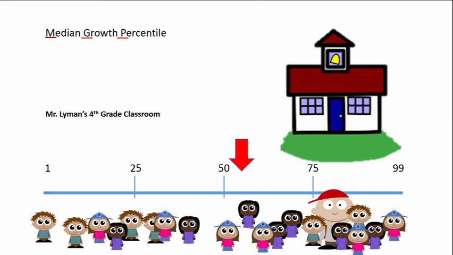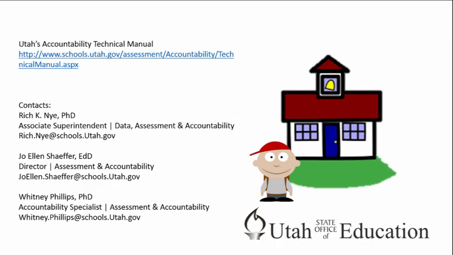In this case, the MGP for Mr. Lyman's classroom is 55. For more information regarding SGPs and MGPs and how they are used in Utah's accountability systems, please review Utah's Accountability Technical Manual found here, or contact the Department of Assessment and Accountability.